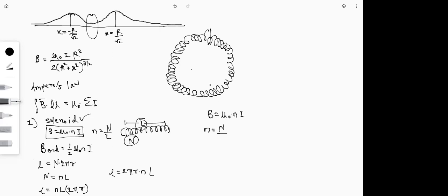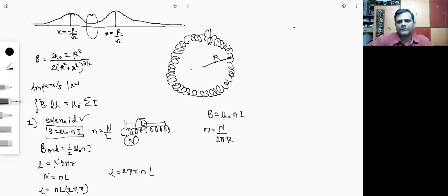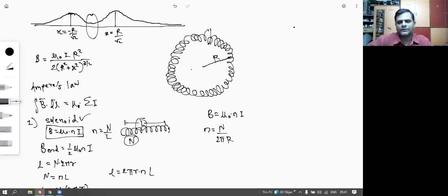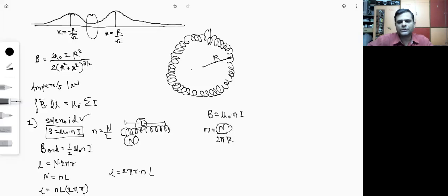L here means what? If you consider the radius of this toroid to be capital R, then 2 pi R will be the total length of the toroid. And that's why we can expect that this n is going to be capital N upon 2 pi R, where capital N is the total number of turns and this 2 pi R is the total circumference of this whole toroid.